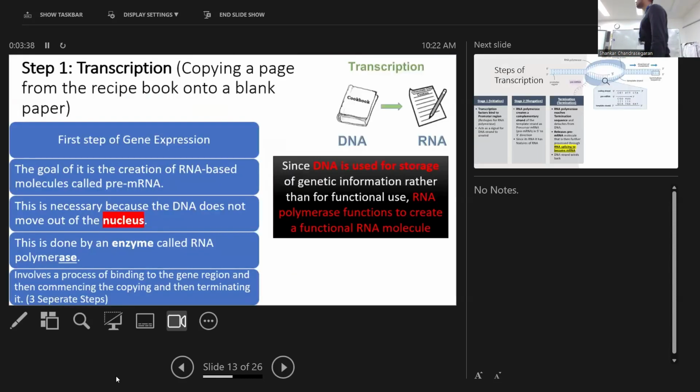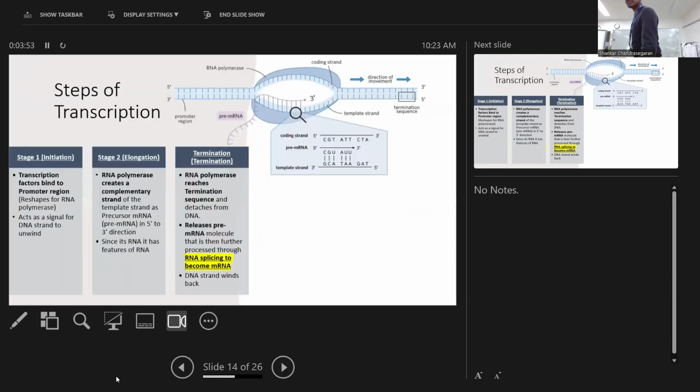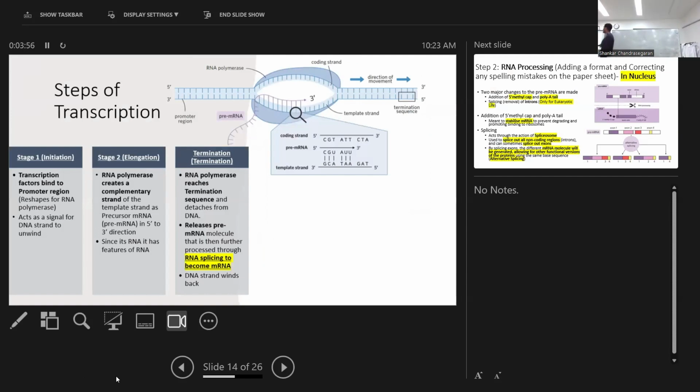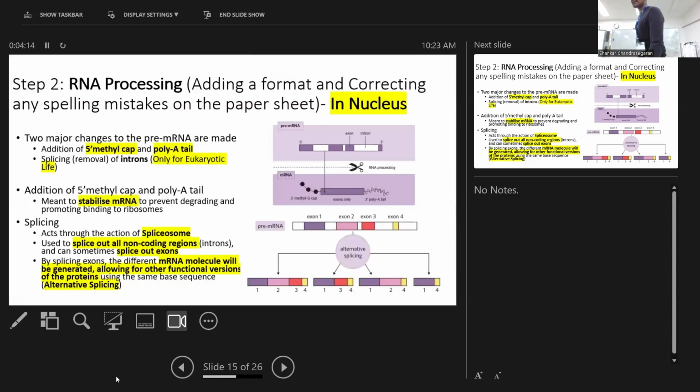So the next step, transcription. Easiest way to think about it is copying a page from a recipe book onto a blank piece of paper. You're making a pre-mRNA molecule based on the information on the DNA through transcription, right? So that works when the RNA polymerase binds to the gene region, the promoter region, and then starts the transcription from there, making a pre-mRNA molecule, until it reaches the termination sequence, at which point it detaches and the pre-mRNA will undergo RNA splicing.